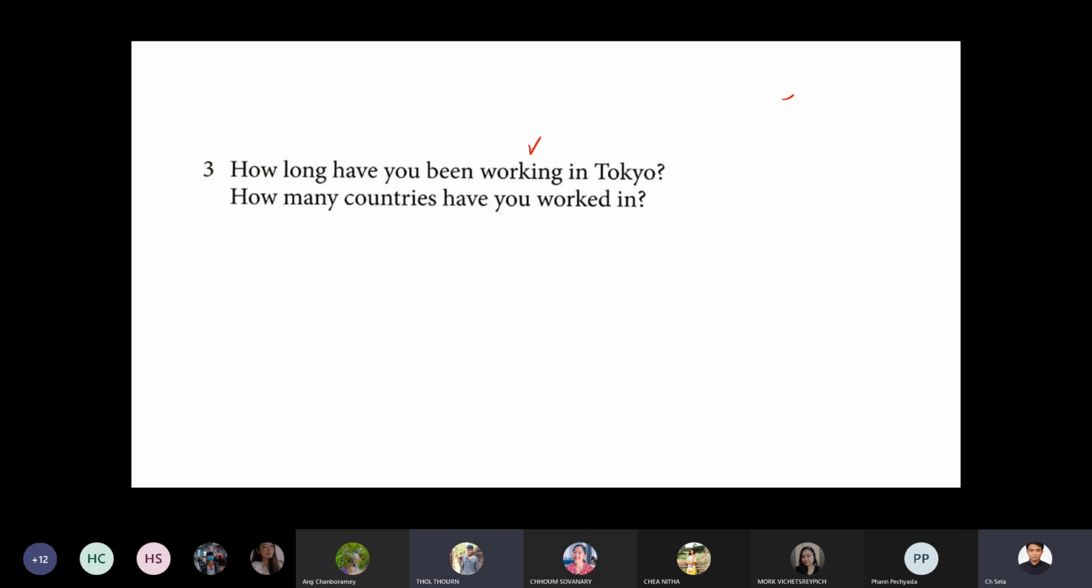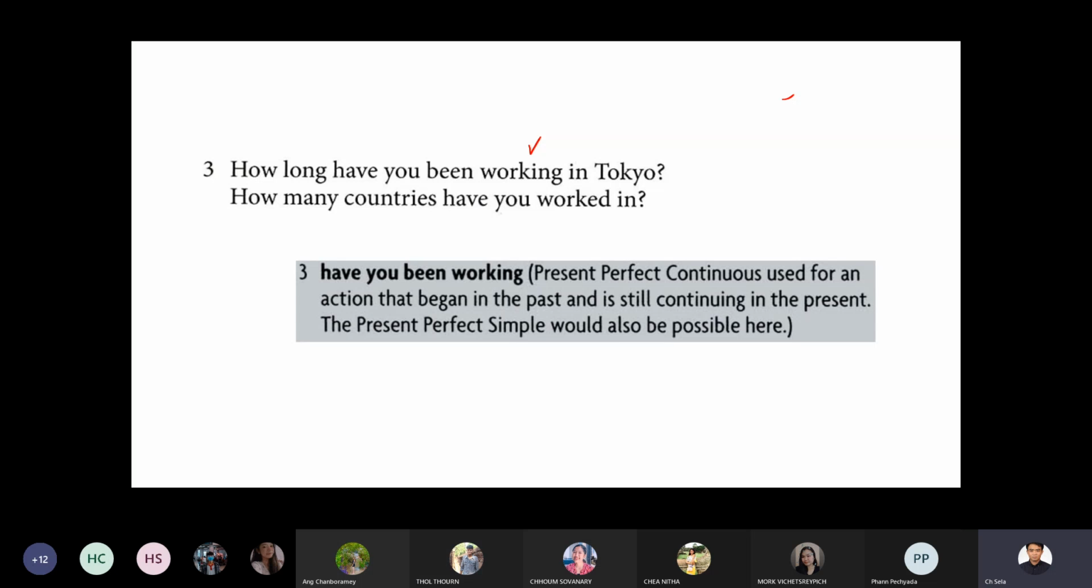Okay, Thun? Yes, teacher. The focus is on working. And the second one, how many countries have you worked in? This is present perfect, but it focuses more on the result, the quantity, not on the activity. So that is a difference. Have been working is present perfect continuous, used for an action that began in the past and still continues in the present. It gets the focus on the activity. Remember that.